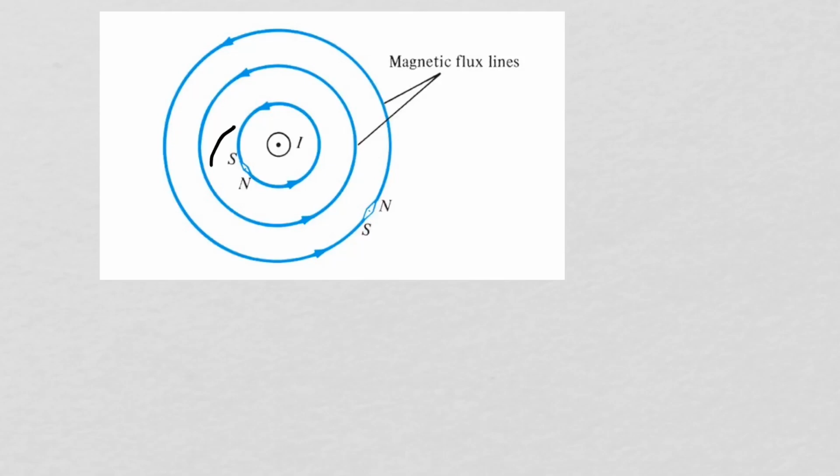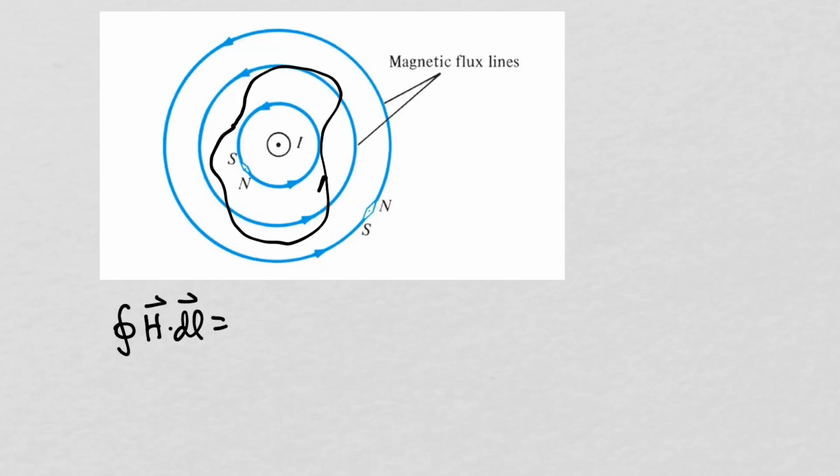Let me form a path that encloses the wire. And what we're going to do is integrate H dot dl around this closed path that encloses the wire. And this arrow here will indicate the direction of integration. So it's going to be in the phi direction to go all the way around the path.